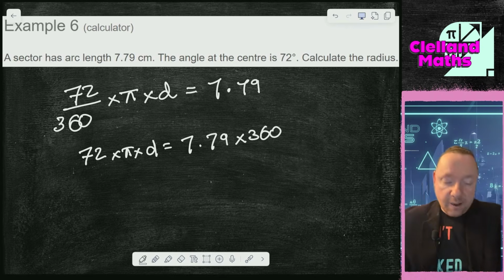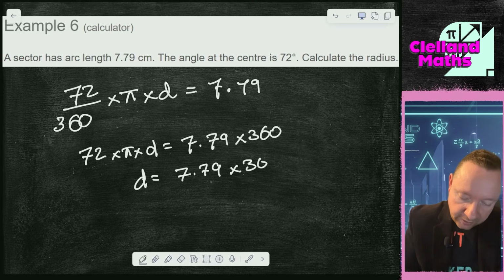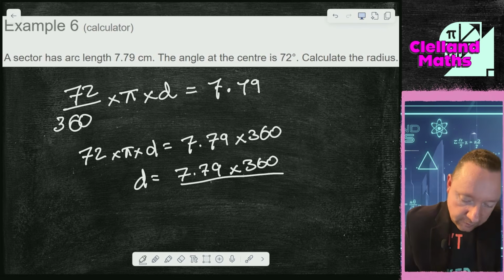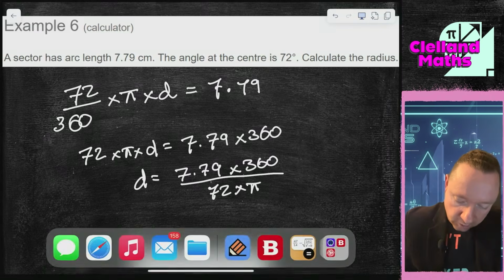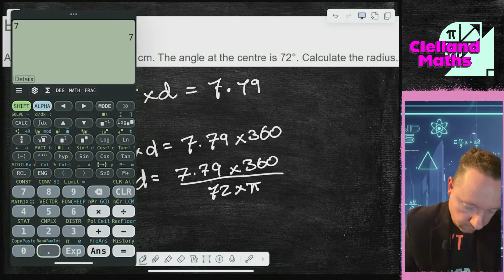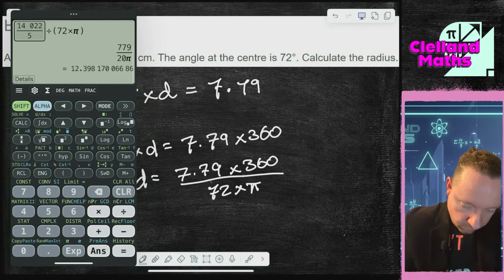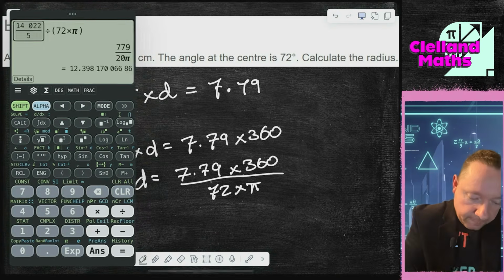So then we want to find the diameter, because pi is just a number. 7.79, I prefer little lines with my sevens, as you've probably noticed, times 360. So we divide by 72 times pi. And that's going to give me my diameter. So I'll just grab a calculator. 12.398.